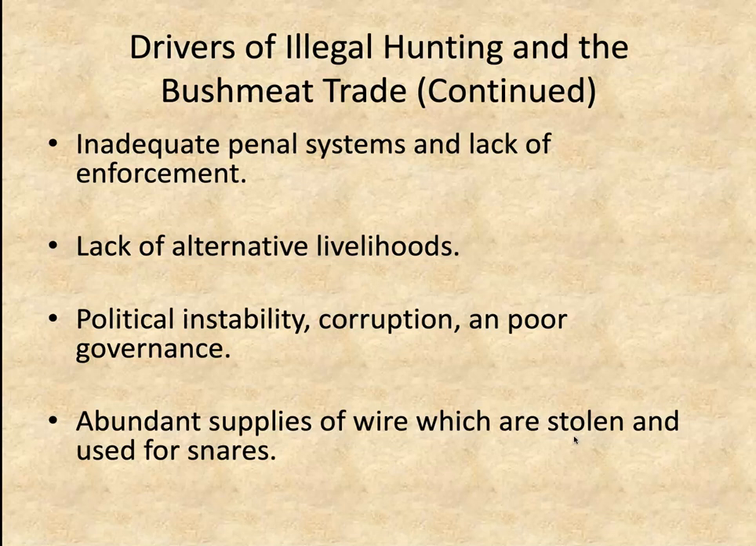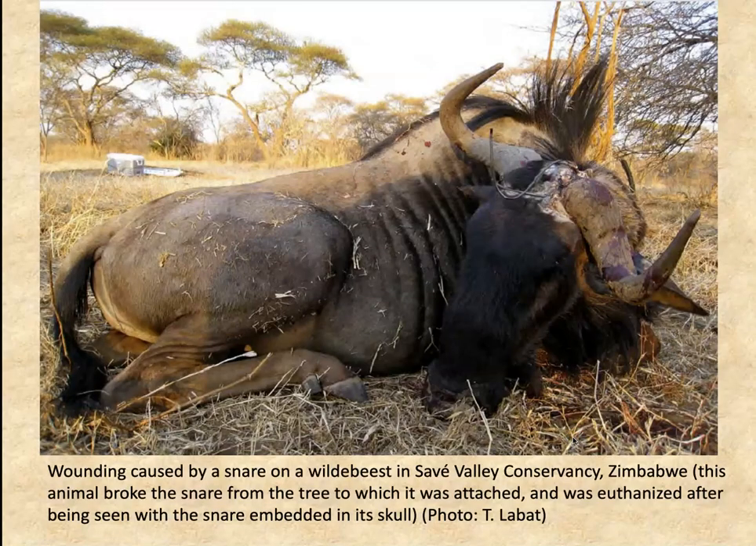And then a lot of animals are taken in snares, and abundant supplies of wire are stolen and used for snares. Here's a picture of a wildebeest that was wounded in a snare, and the animal actually broke the snare from the tree from which it was attached to. They had to euthanize this animal because the wire was embedded in the skull.